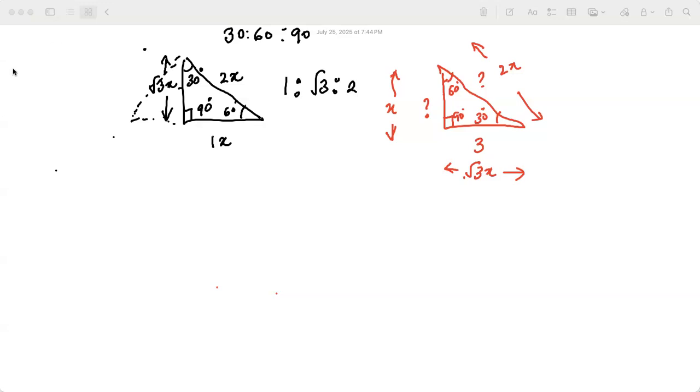Could you write the letters for each corner? Okay, you want the letters? Sure, it's a good idea too. Let me write it down as A, B, C.